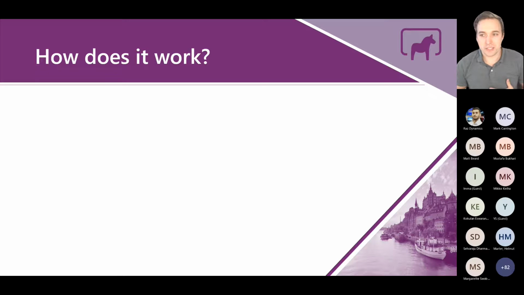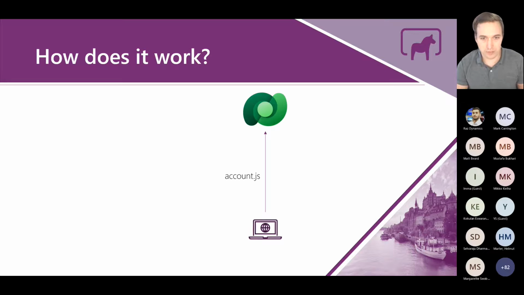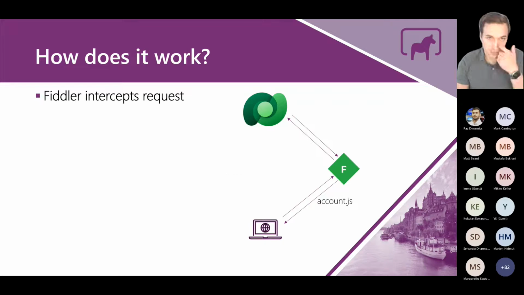So how does it work? What is usually happening when you go to Dataverse and do stuff there? Your laptop or your PC requests web resources from Dataverse, for example account.js. It sends an HTTP request to Dataverse, please give me account.js, and Dataverse will respond with it. And then your machine will act accordingly. What Fiddler is doing is it intercepts this request. Basically, it intercepts every request.